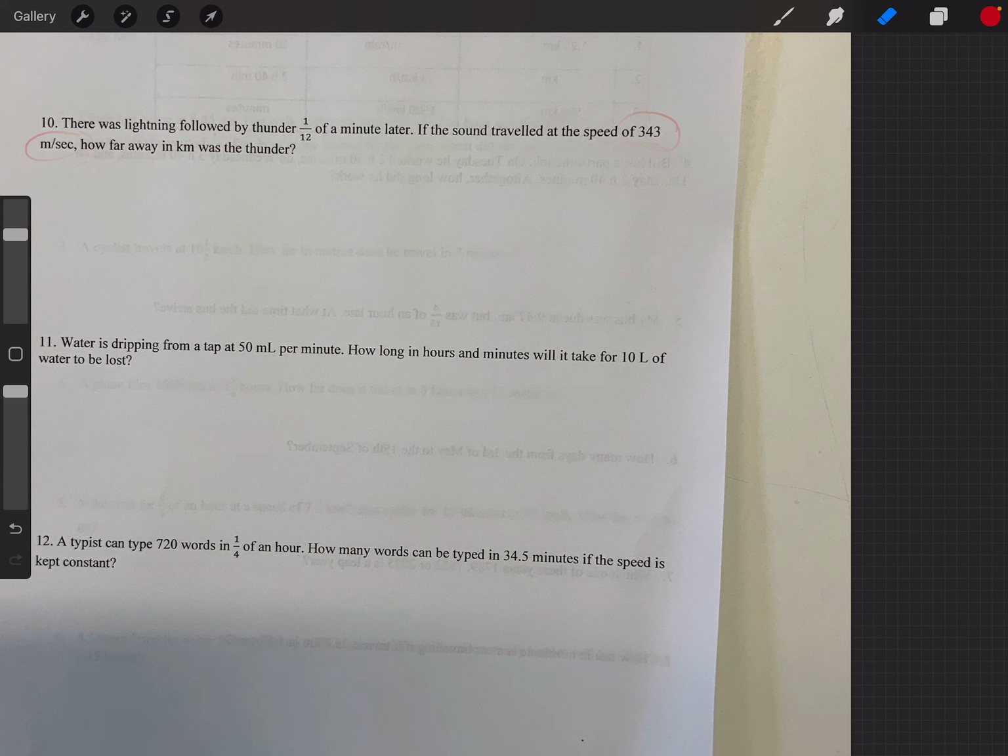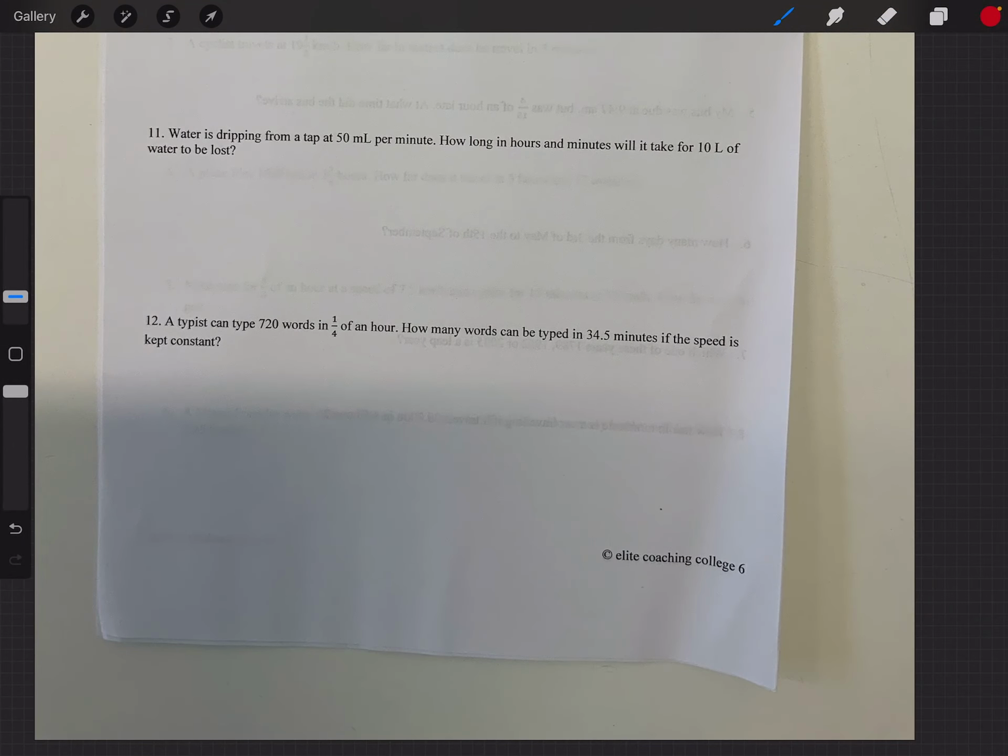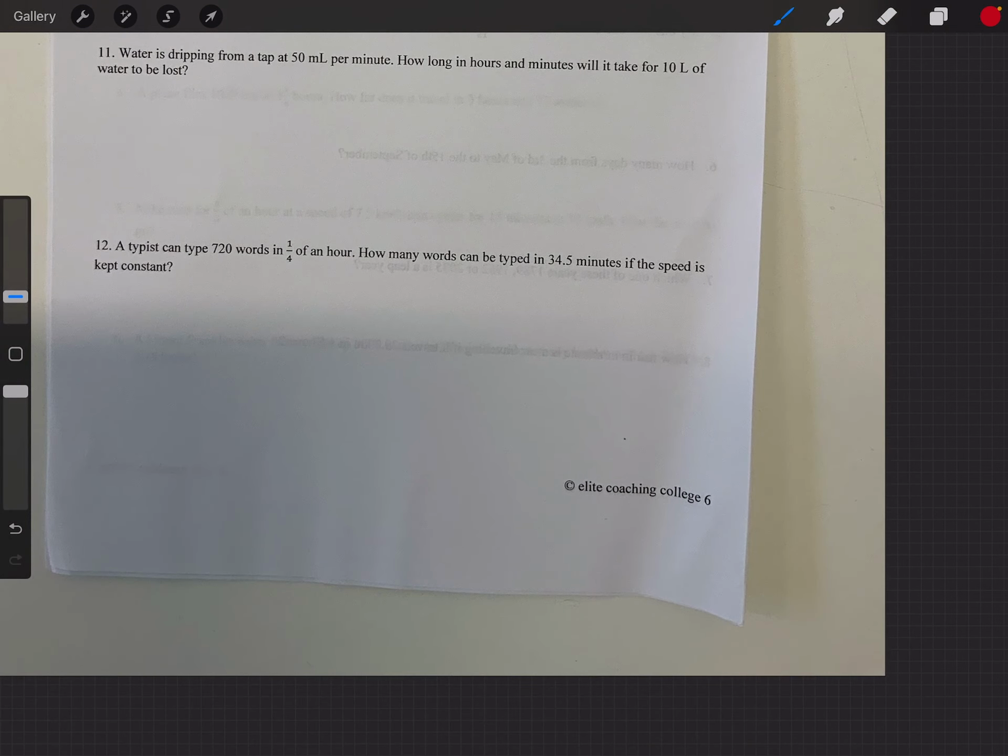Alright, next one. Water is dripping from a tap at 50 milliliters per minute. How long in hours and minutes will it take for 10 liters of water to be lost?